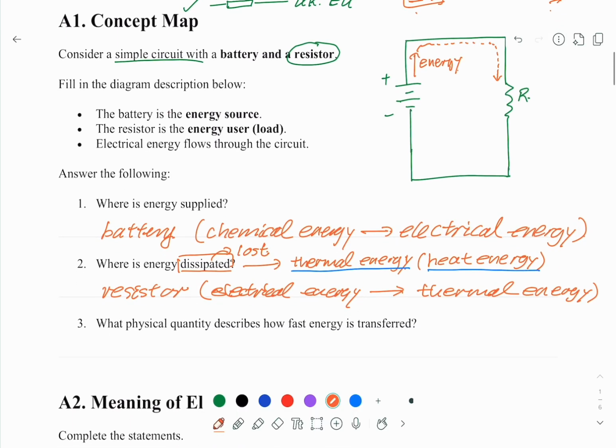Another thing about the resistor, we always use the term load. When people ask, what is the load of the circuit? We always mean it is the resistor.